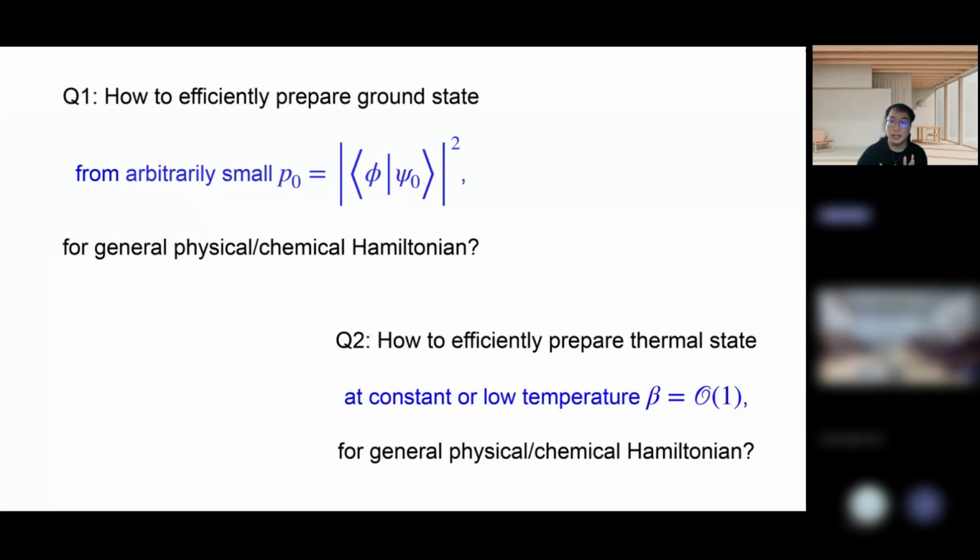Now, in this talk, our main goal is to partially solve these two questions. First, we want to find an algorithm to efficiently prepare the ground state from an arbitrarily small initial overlap p_0, and we want to do it for general physical and chemical Hamiltonians. The second question is, we want to find an algorithm to efficiently prepare the thermal state at a constant or low temperature. Again, this is for general physical or chemical Hamiltonians. These are the two questions we want to solve.